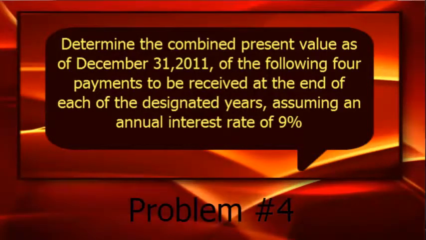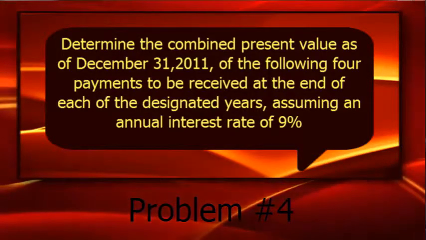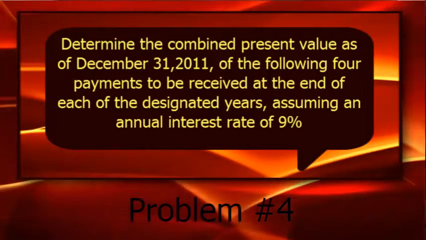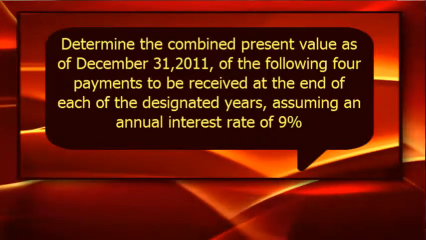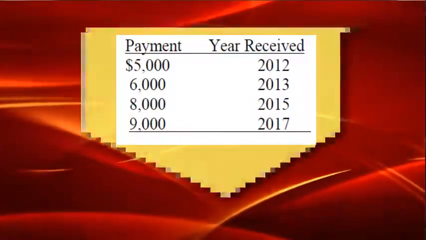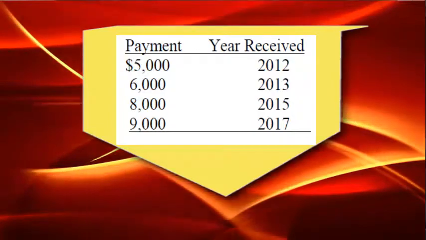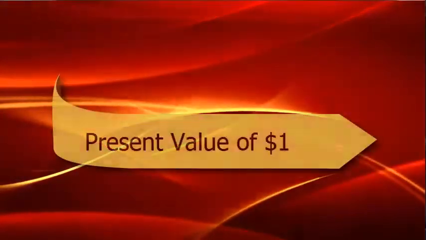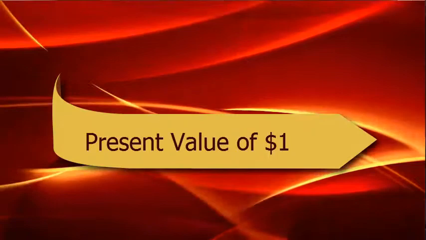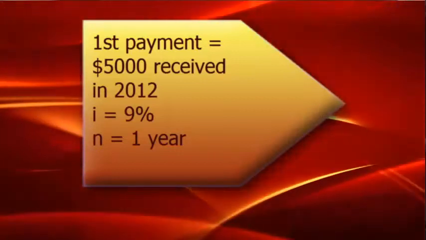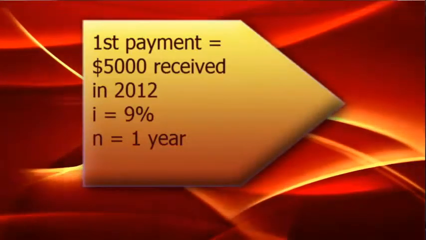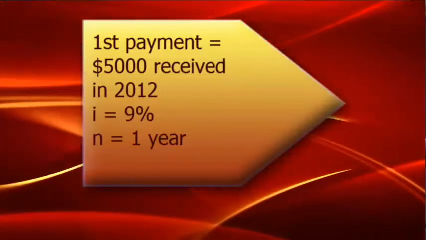Determine the combined present value as of December 31st, 2011 of the following 4 payments to be received at the end of each of the designated years, assuming an annual interest rate of 9%. Since the question asks for the combined present value, we know we are looking for the present value of $1 and use that table, which is table number 2. The first payment is $5,000 received in 2012. We know that I equals 9%, and since we are finding the present value in 2011, N equals 1 year.